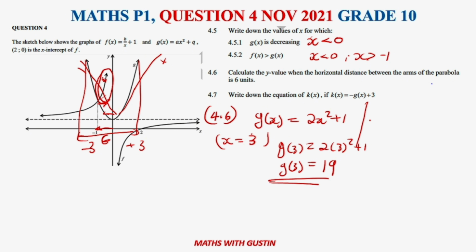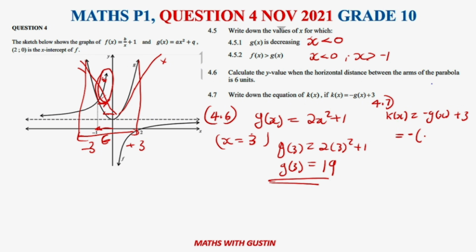So 4.7, not a really cool line here. 4.7 says determine the equation of k if k is such that minus g plus 3. This one, guys, please don't give yourself a headache with this one. Just write it the way it is. We're saying the equation of k of x is given by minus g of x plus 3. Okay, minus g. Let's come and put minus g here.